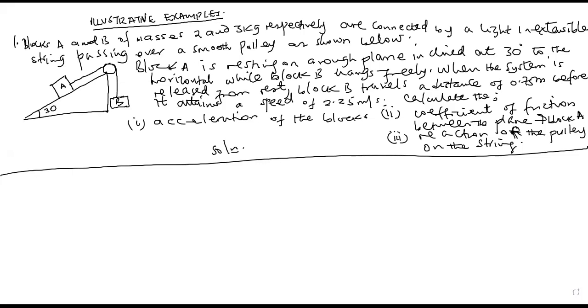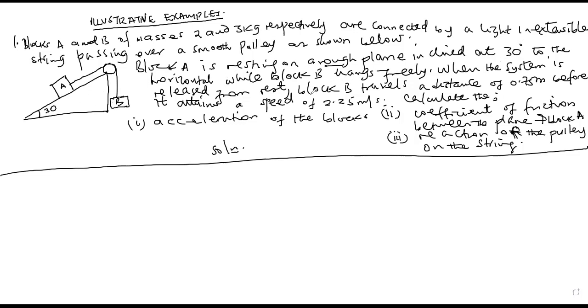And this is a lesson about the illustrative examples to the connected particles that we looked at last time for simple connection. And here comes an example where we are saying that blocks A and B of masses 2 and 3 kilograms respectively are connected by a light inextensible string passing over a smooth pulley as shown below. Block A is resting on the rough plane. The plane is rough, note this, inclined at 30 degrees to the horizontal, while block B hangs freely, as you can see.